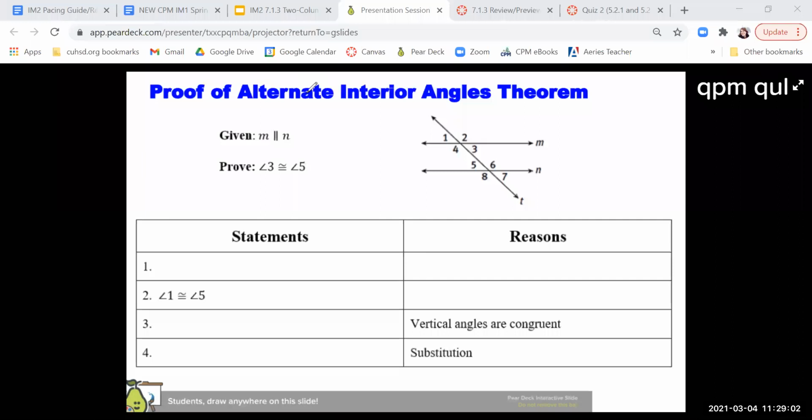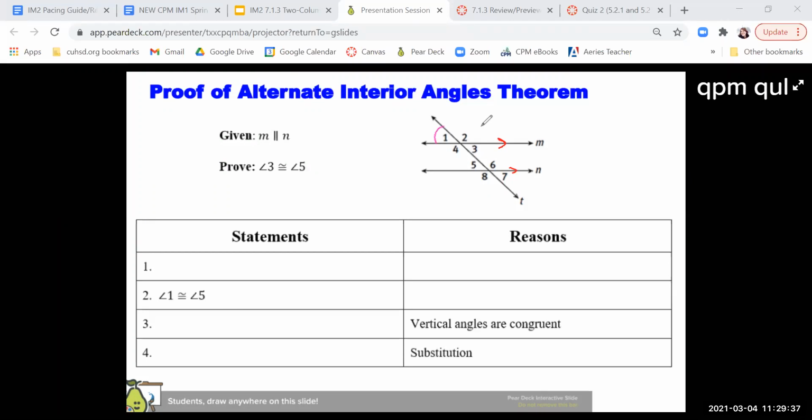So we start with parallel lines. You can see how the given says that this is parallel to this. And then we're trying to prove that angle 3 is equal to angle 5, these alternate interior angles. So what we're going to do in this argument is establish a different pair of congruent angles. So we have our parallel lines. Notice on line 2 how it says right here that angle 1 is congruent to angle 5.